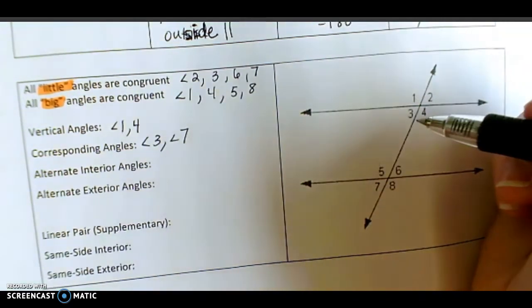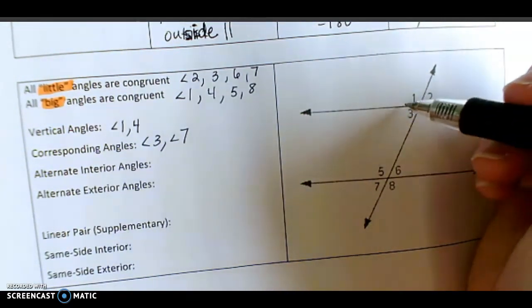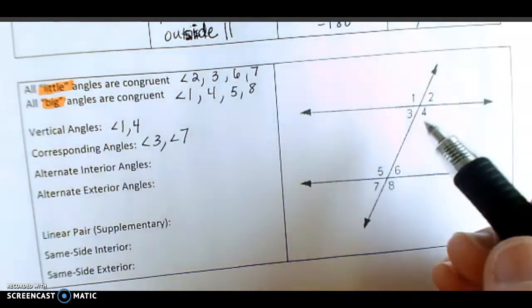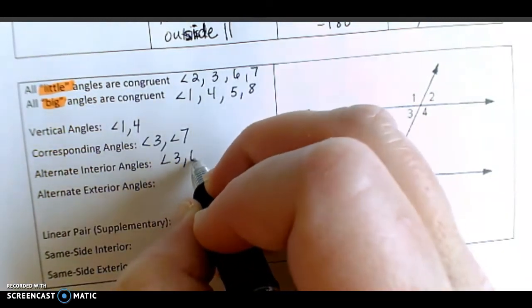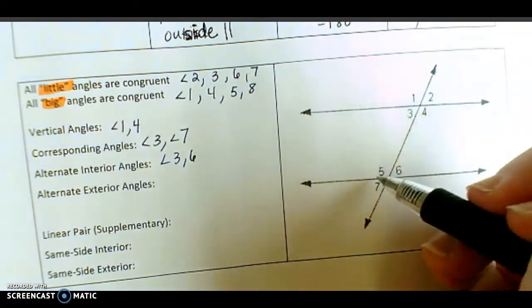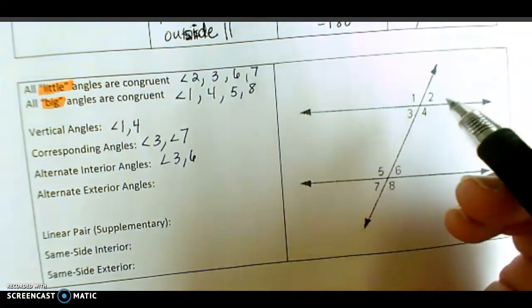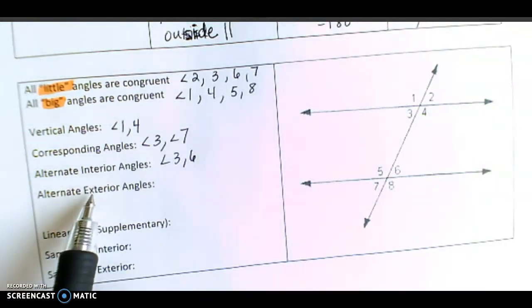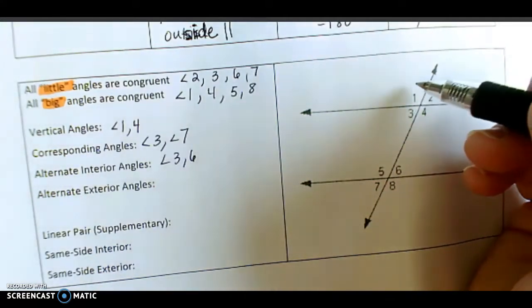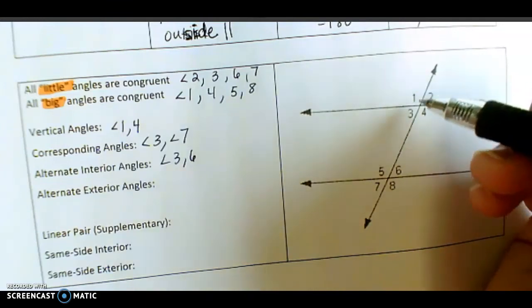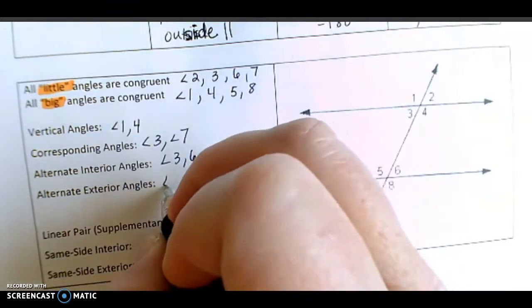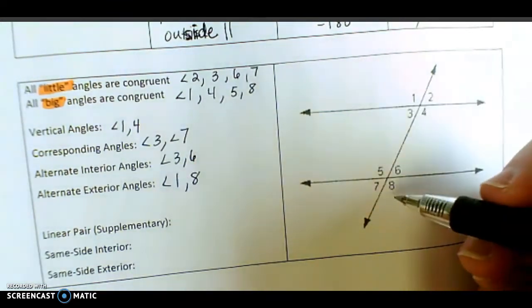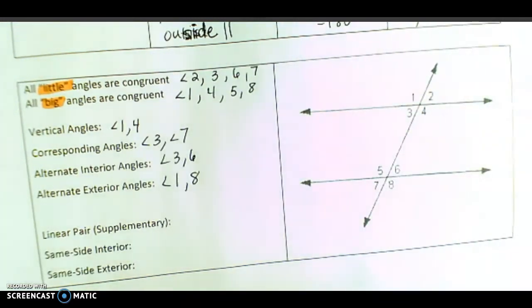Alternate interior angles. Okay, alternate sides inside the parallel lines. So that would be 3 and 6. And then 4 and 5 are also alternate interior. With alternate interior, there's only 2 pairs. Alternate exterior is also 2 pairs. So exterior is way out here. So 1 and 8 are exterior and alternate. But 2 and 7 are also alternate exterior.